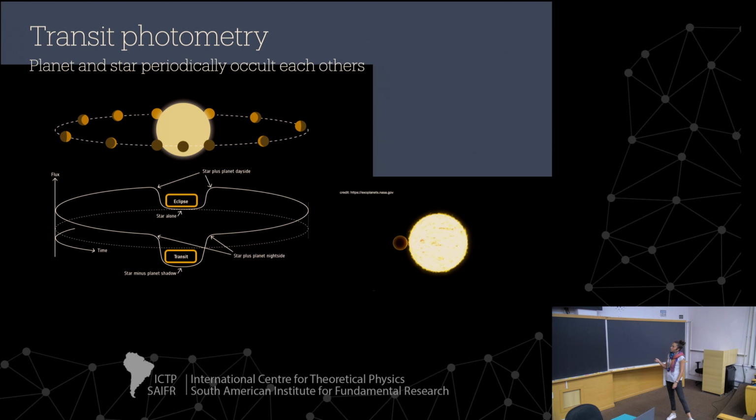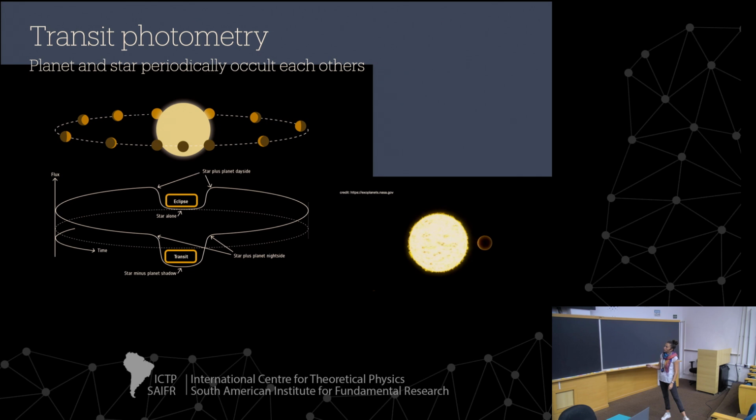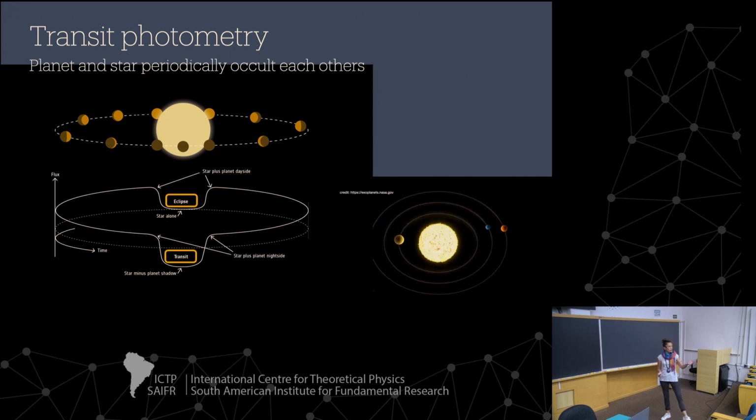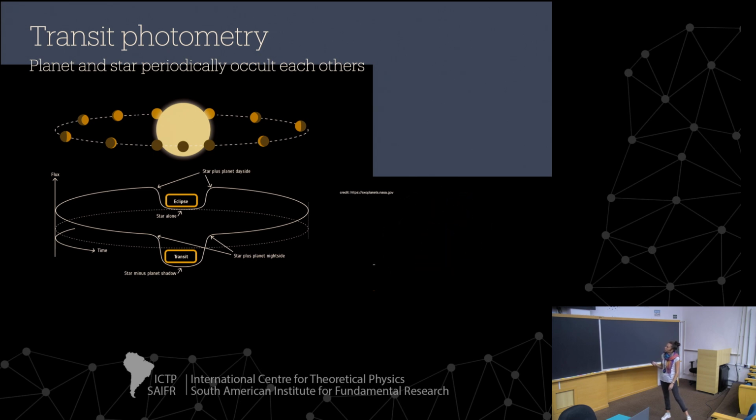Right, so when it passes in front of the star, it occults the light of the star, so you have a dip in the brightness, so you have it here. But then it might be that it's also going behind it. So we call the first one the transit, when it passes in front. And then you have the eclipse, where you measure the flux of the star alone, because everything is hidden. Of course, this is just in the case of a single star system.